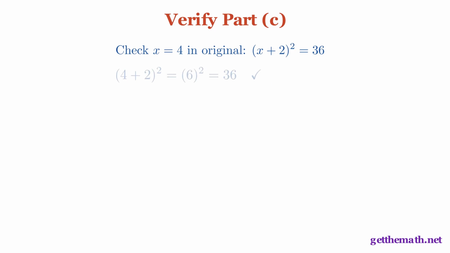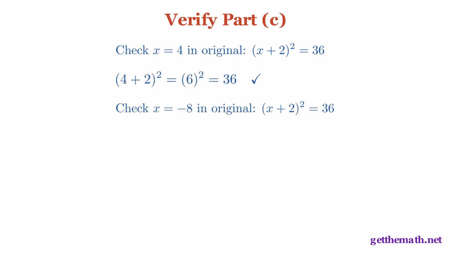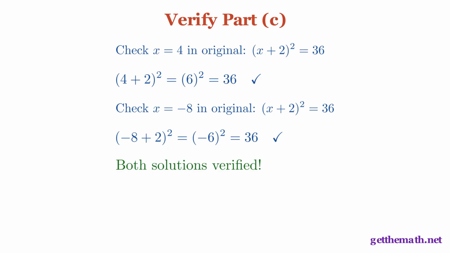Verify part C. Check x equals 4 in the original equation. X plus 2 squared equals 36. 4 plus 2 squared equals 6 squared equals 36. Confirmed. Check x equals negative 8 in the original equation. Negative 8 plus 2 squared equals negative 6 squared equals 36. Confirmed. Both solutions check out.